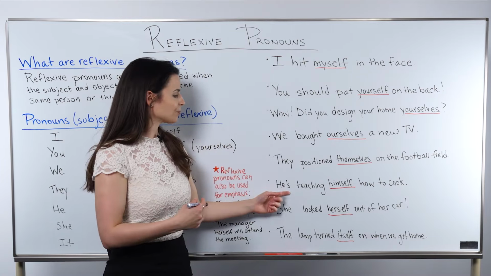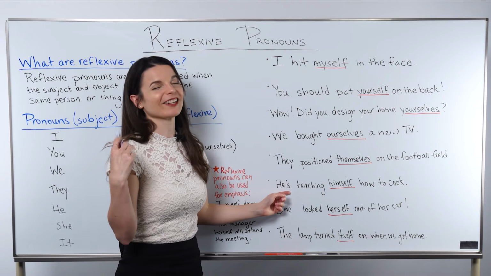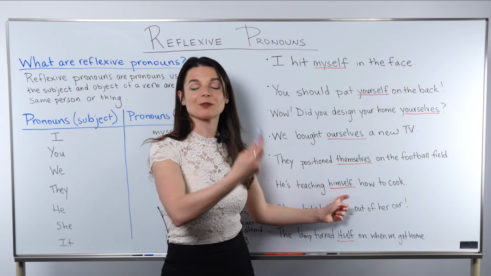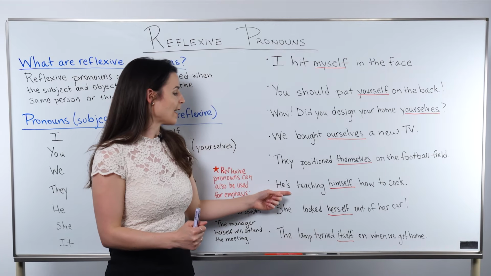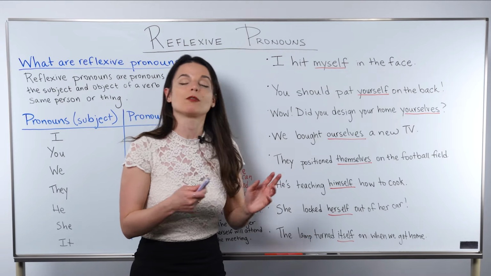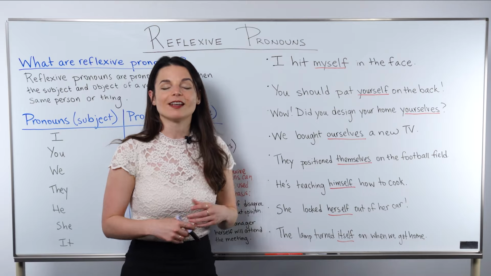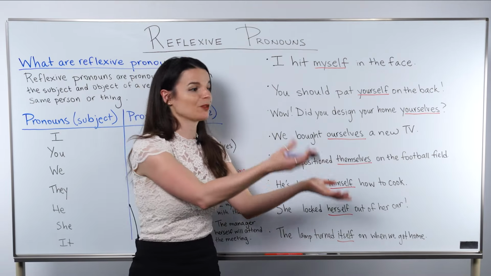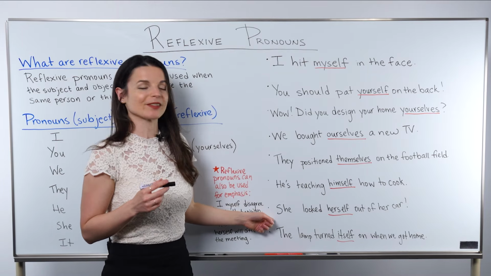In this case, he is the subject, he is the person that is the teacher, and he is also the learner. That's what this communicates: teacher and learner are the same person. We have this in the expression, he's teaching himself how to cook. If you want to use this to talk about something that you are teaching yourself to do, you can say, I'm teaching myself how to whatever. I'm teaching myself how to speak English, for example. Okay, let's take a look at the next example sentence.